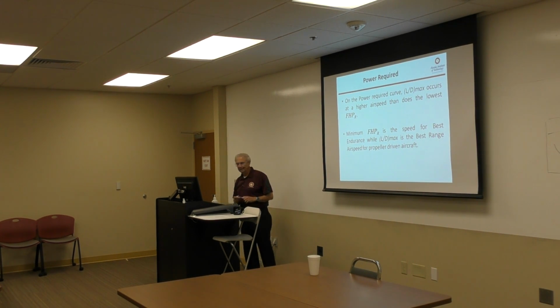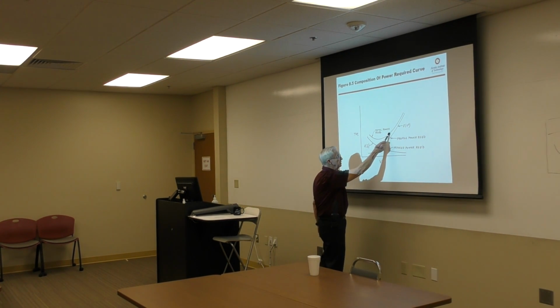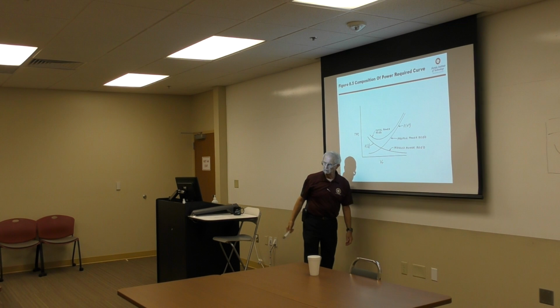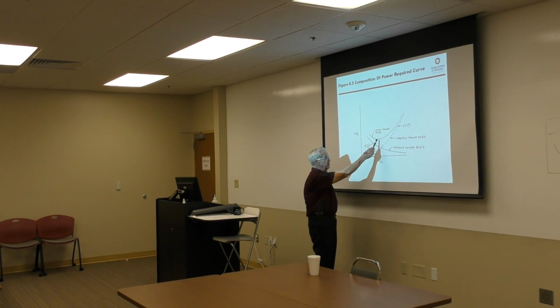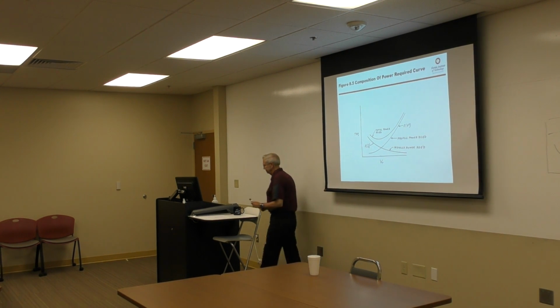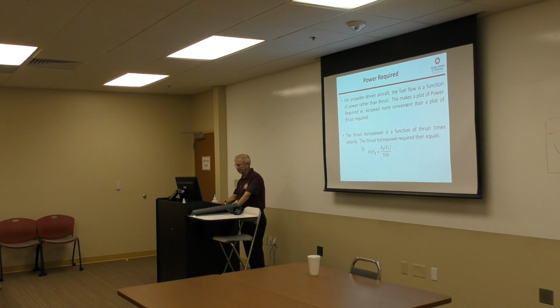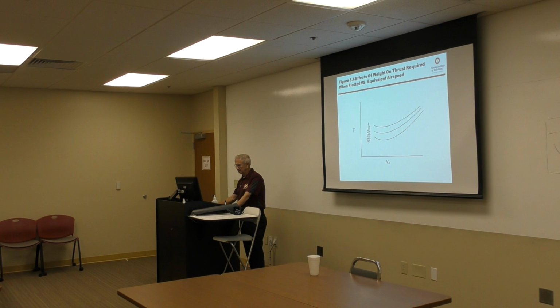Well, L over D max occurs at a higher airspeed. L over D max on this curve occurs up here where this is tangent. Remember, for the jet, it occurred down here in the bottom of the curve. Going the wrong way, I'm sorry.